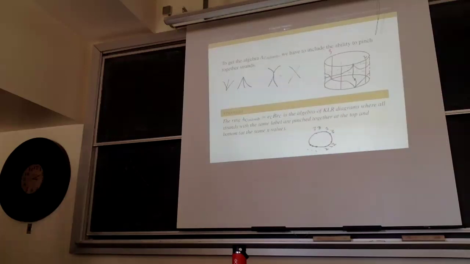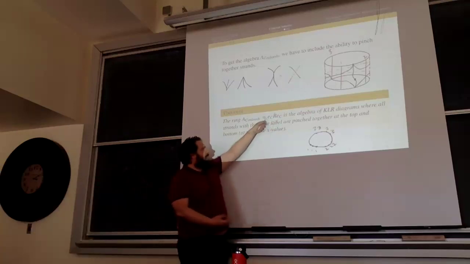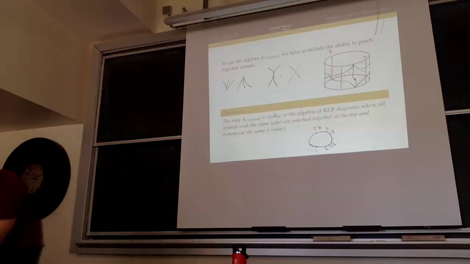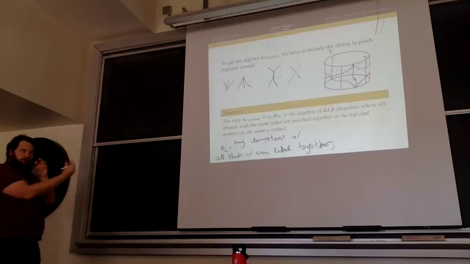All right. So the theorem on the previous page is, if I look at the ring where I put that idempotent at the bottom and that idempotent at the top, E_C equals any idempotent with all black strands with the same label together. Okay, but then I also have to do this projection to a piece.